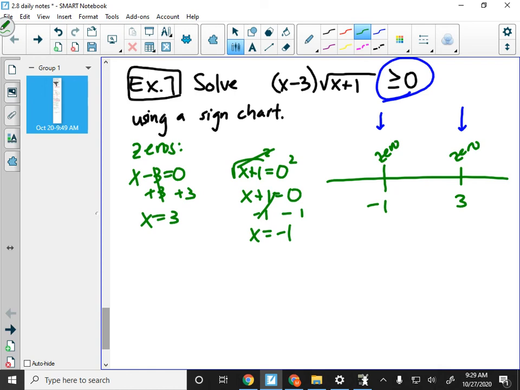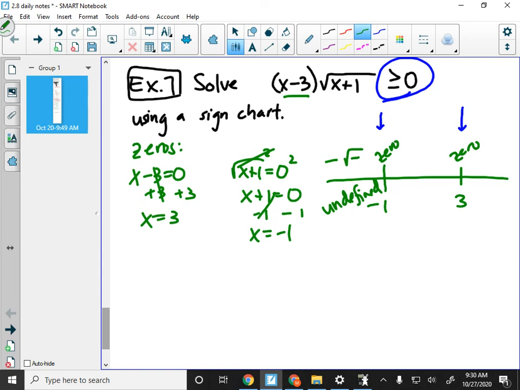A number less than negative 1 would be like negative 2. Negative 2 minus 3 would be negative 5. Negative 2 plus 1 is negative 1. I have the square root of a negative, which I cannot do and get real numbers. So there's an error there, which means this is undefined. Any number I pick that is less than negative 1 is going to give me an error in that square root. I don't want it.